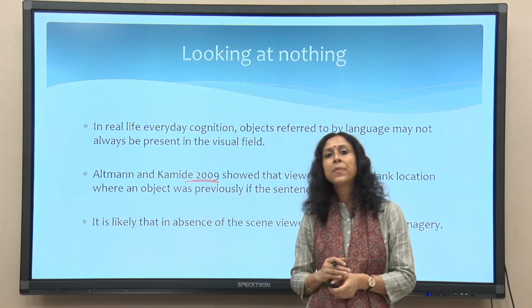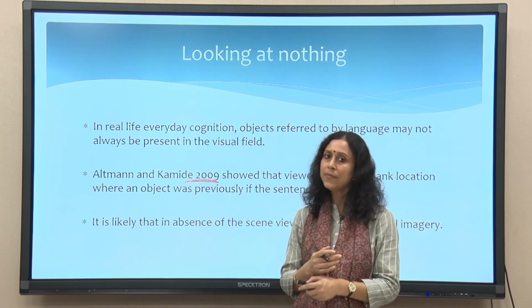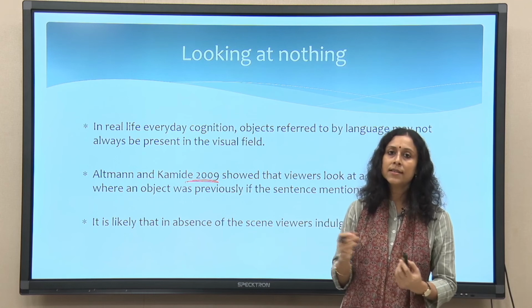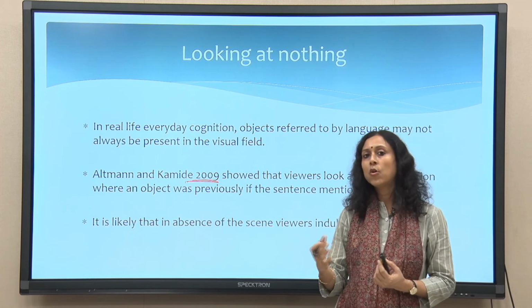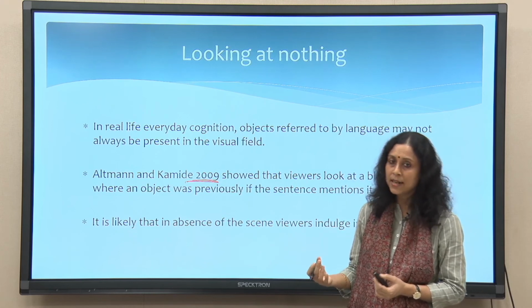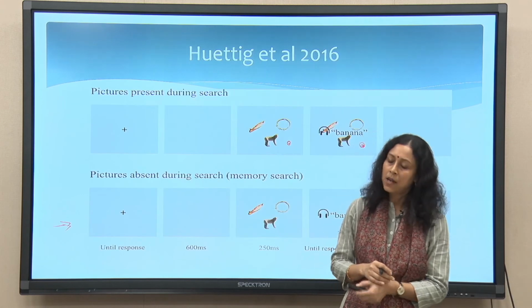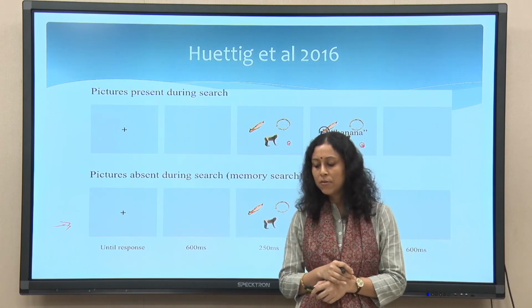Now, Huettig et al. try to show whether it is only the object, but also the cohorts, and they find there is a difference. When there is the display, we see that the cohorts also get a lot of visual attention, but in case of a missing target, the cohorts do not get an equal amount of fixation. So, that is about looking at nothing.